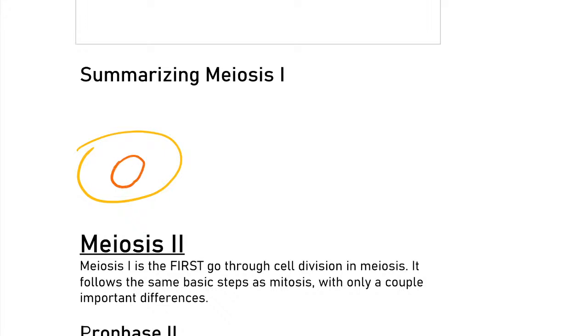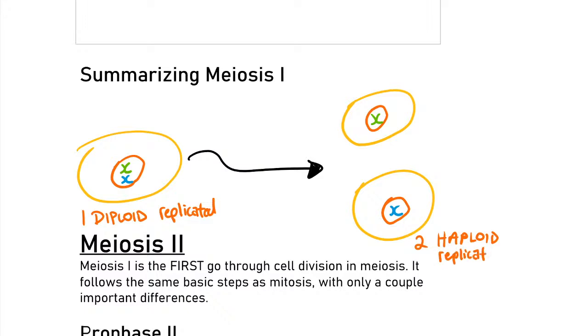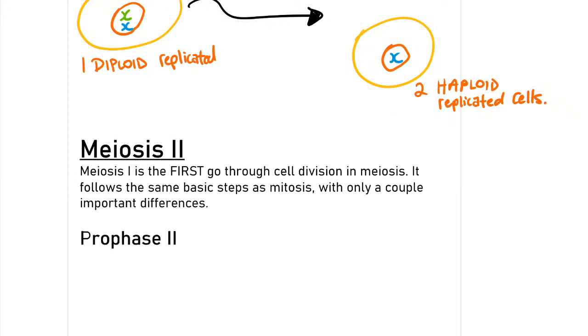we have one diploid cell, which means it's got 2 copies of every chromosome, and they're replicated. And at the end, we have 2 haploid cells, which means they have only 1 copy of each gene, or each chromosome, but they are still replicated. So at the beginning, we have one diploid replicated cell. And here we have 2 haploid, but still replicated cells. I'm going to put a couple more spaces there. Give me a chance to fit that.